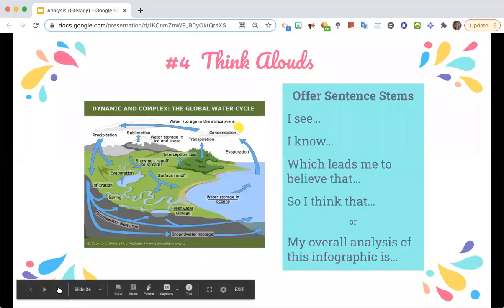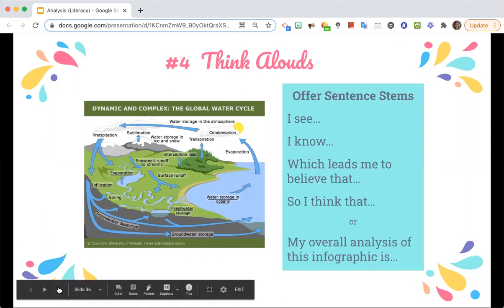I wanted to make sure I shared this one. So many times we as teachers don't demonstrate our thinking. Students believe that we just have all of this knowledge and we don't do much thinking in order to arrive at the conclusions that we draw.